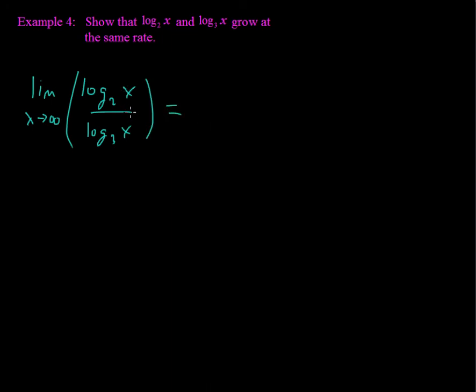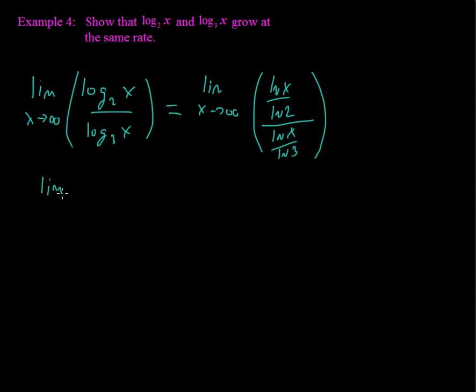Well, who really likes working in other bases? So let's use the change of base rule, and we can change this to the limit as x approaches infinity of, so this is in the numerator, so that is ln of x over ln of 2, over, and this is ln of x over ln of 3. Okay, so that seems somewhat confusing written that way. I like to go ahead and just rewrite it as a product.